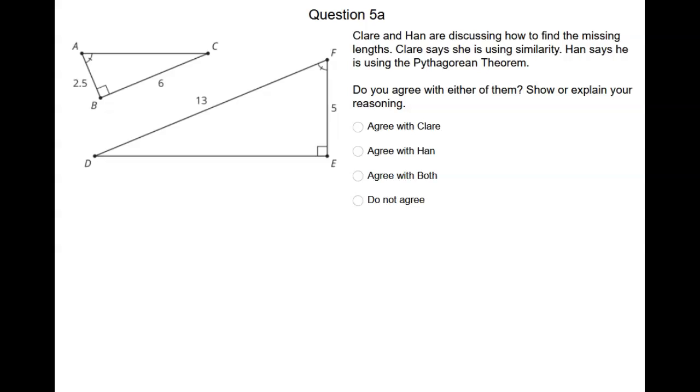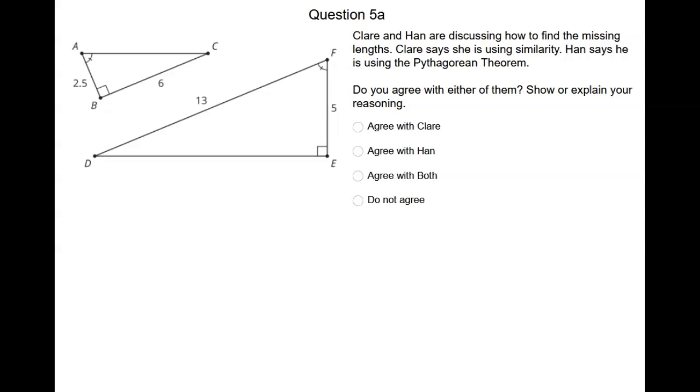This one is a little bit more of an opinion than anything else. Claire and Han are discussing how to find the missing lengths. Claire says she is using similarity and Han says he is using the Pythagorean theorem. Do you agree with either of them? Show or explain your reasoning.